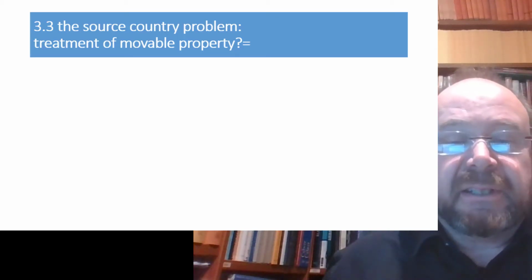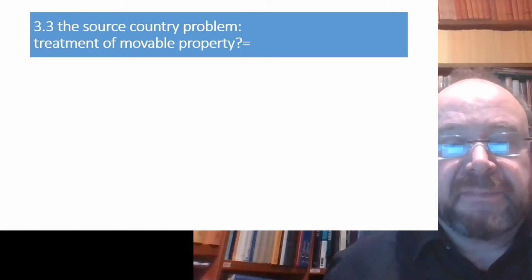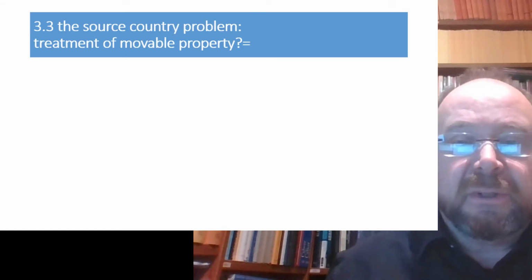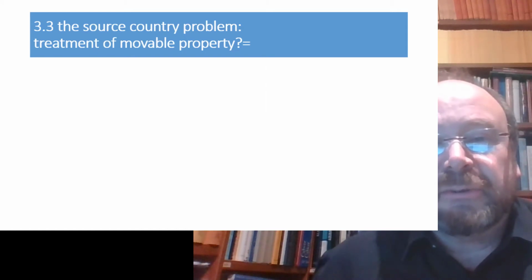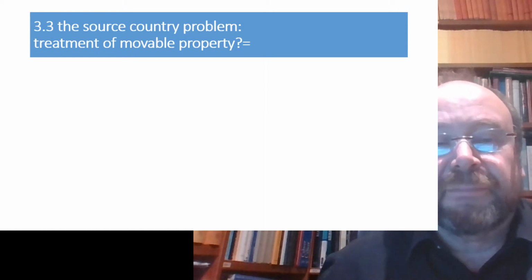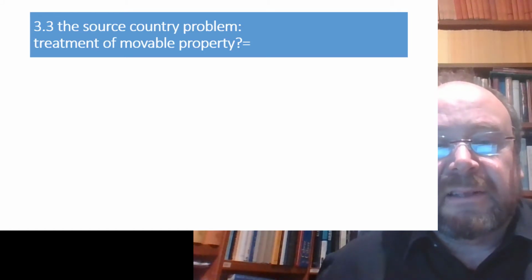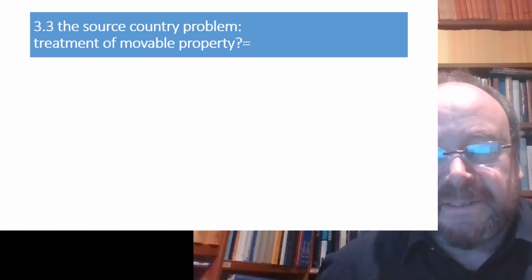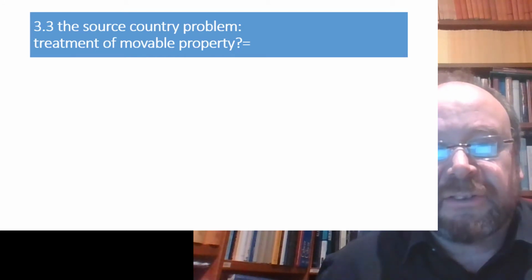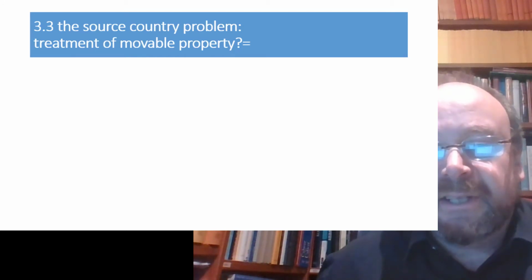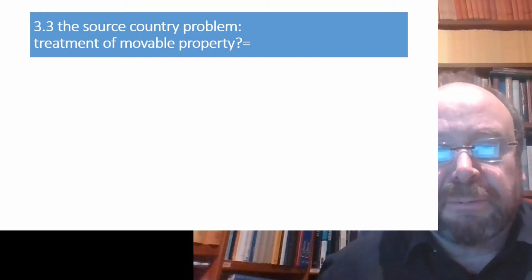Now let us focus a bit on the source country problem. So if there is no clear source country which could be identified, then what shall we do? And this case that we do not have a clear and compelling connection to one country is always the case when you have movable property.